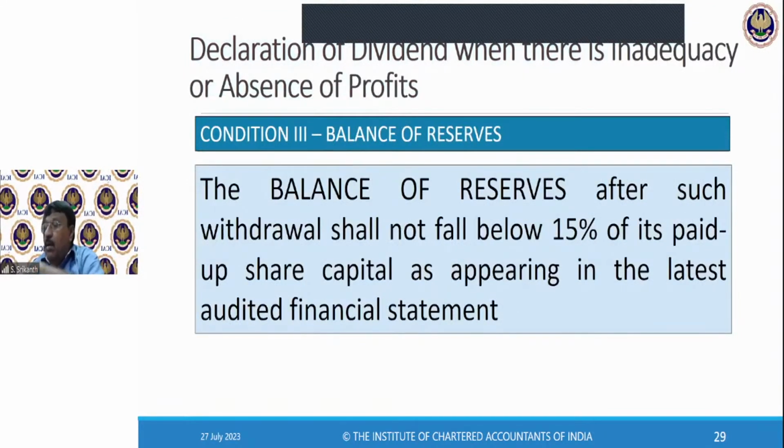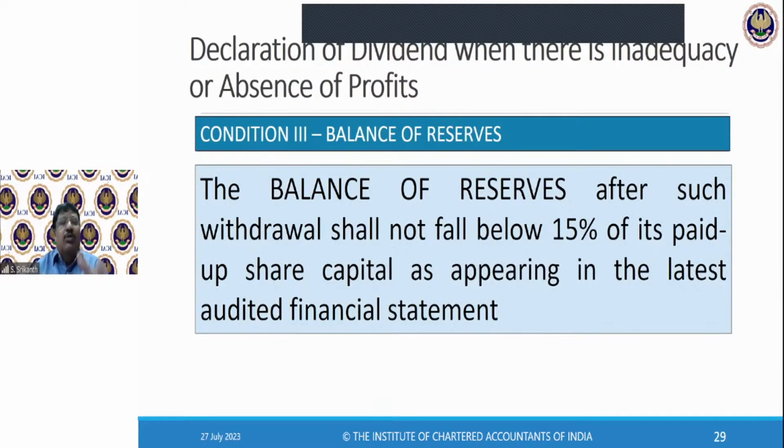Finally, balance of reserves, meaning after you have paid the dividend, the free reserve will come down. Now the reserves will come down, obviously, because you're going to transfer from general reserve to P&L appropriation, and from that you are going to make the payment. So once you do that, the reserve will come down. Also, you will adjust it against the losses, so it will come down.